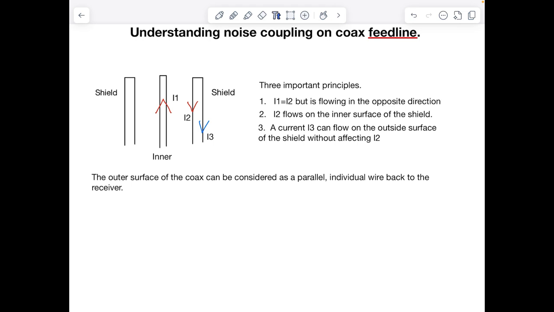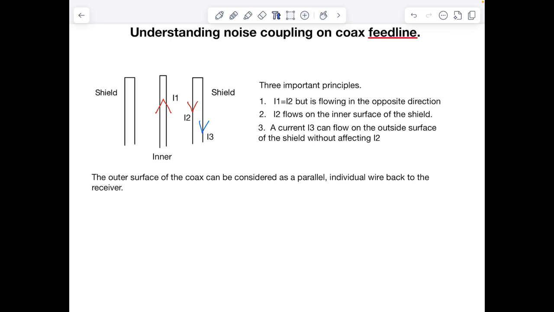And there can also be a separate current, which is labelled I3, which is completely independent of I1 and I2. This is the common mode noise current that's often picked up on the outside surface of the coax. Some of these principles are a little complex. It does seem counterintuitive that you can have I2 and I3 effectively on the same bit of metal, but due to skin effect they travel very close to the surface on the two opposite surfaces of the coax.